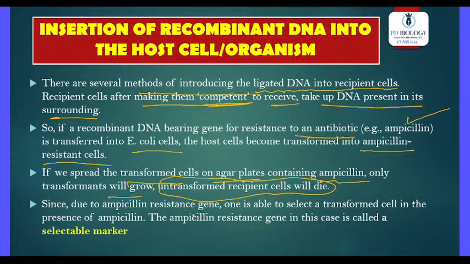Since, due to the ampicillin resistance gene, one is able to select the transformed cells in the presence of ampicillin, the ampicillin resistance gene in this case is called the selectable marker.